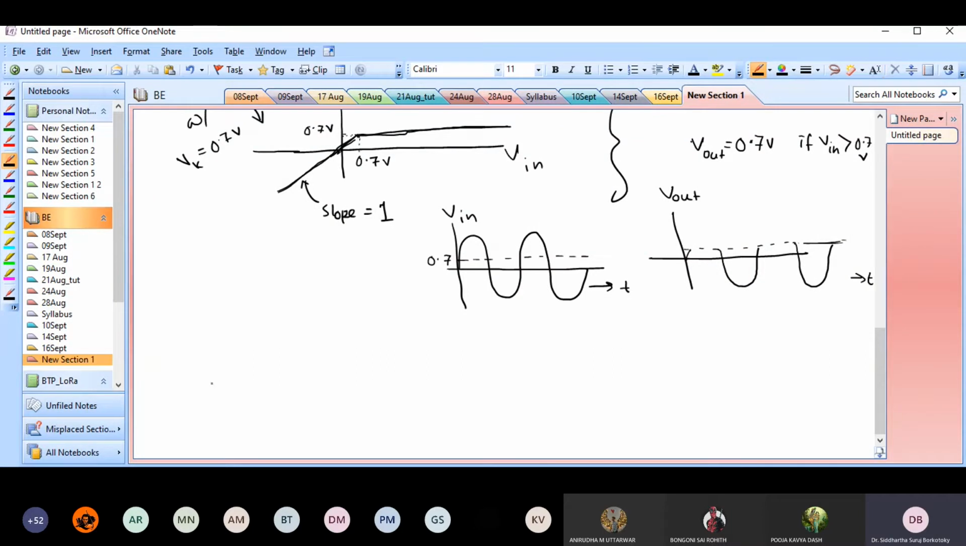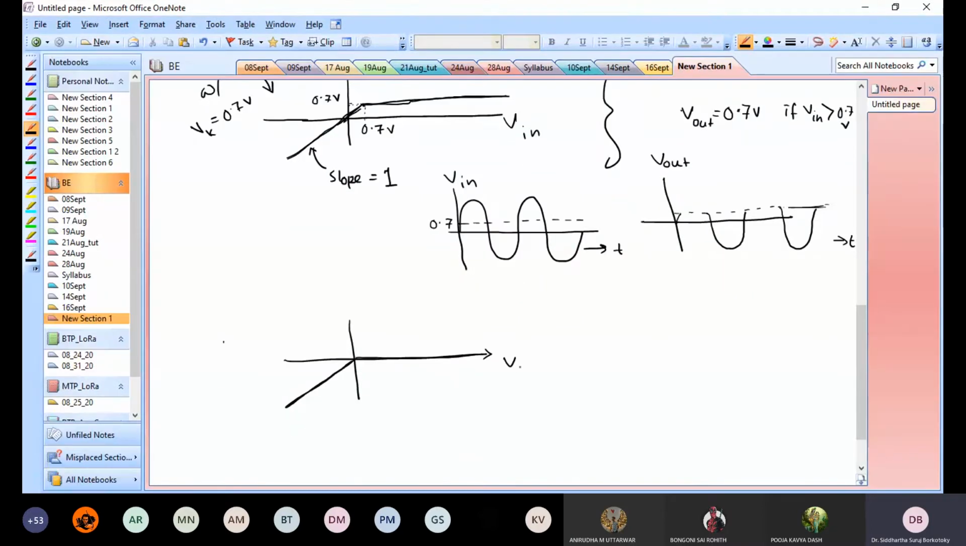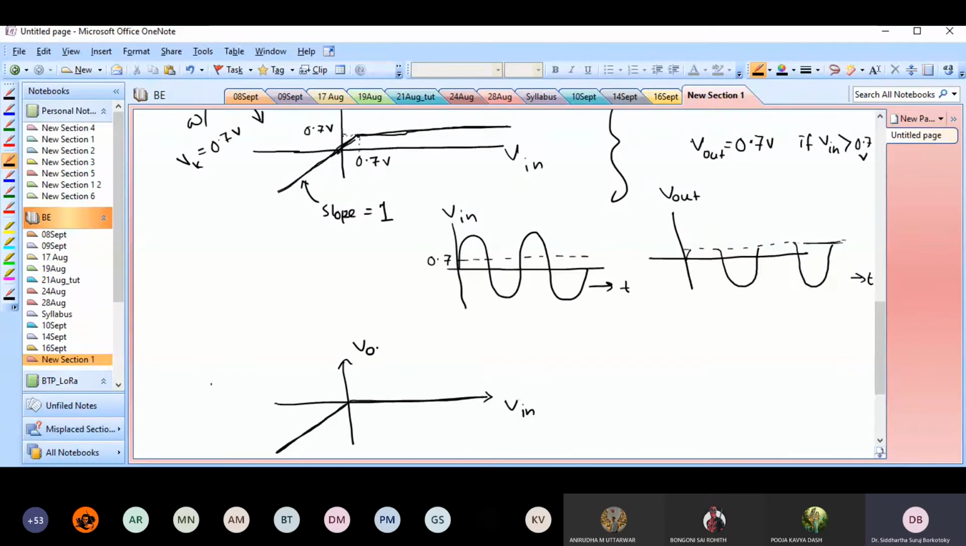Now, if I have a clipper with an ideal diode, then what happens? I'll get the same V in and V out if V in is below 0, or V in is negative. But if V in is positive, then everything is clipped. So my V out is 0. So this is V in by V out. This is my transfer characteristic at this point, 0. So this is nothing but an ideal clipper.